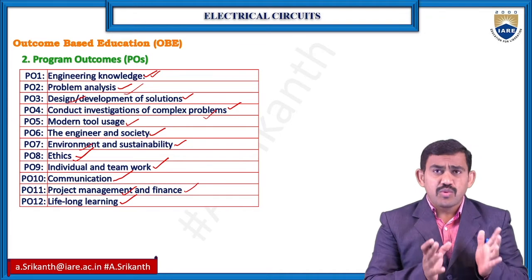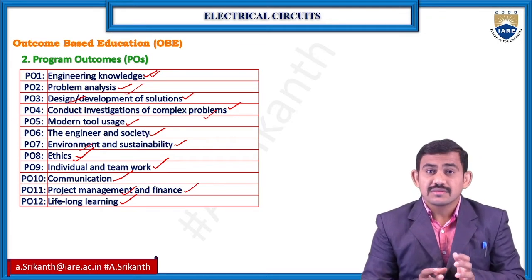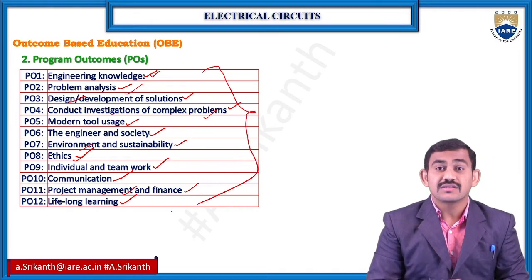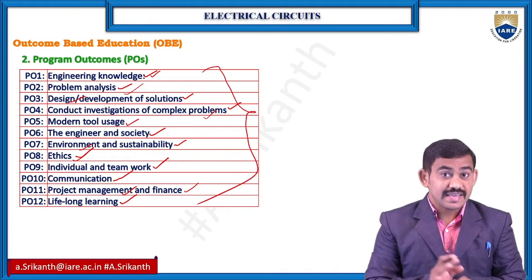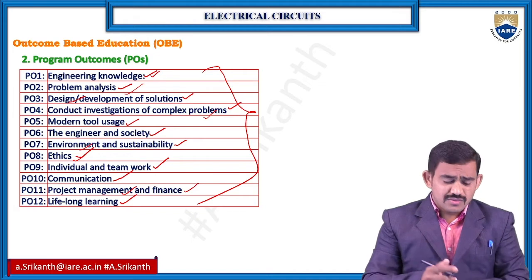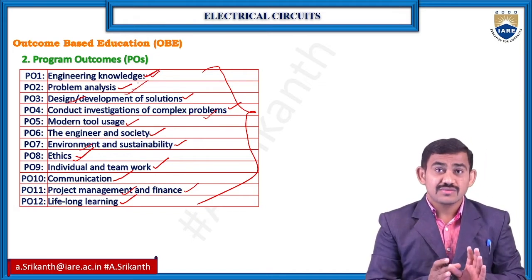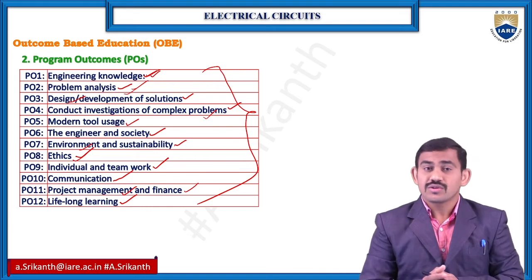So these are the program outcomes for each course. From different courses also, the outcomes are these 12. These 12 are the main outcomes for each course. A particular subject is related to knowledge or a problem. Like that, we have 12 POs for different courses.